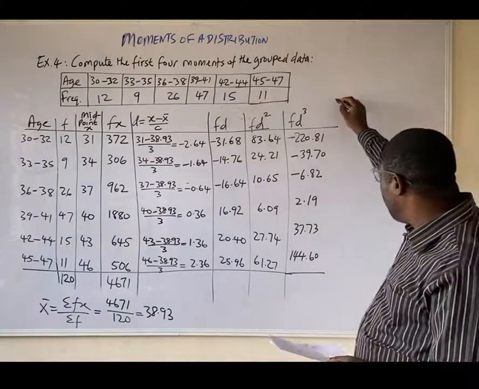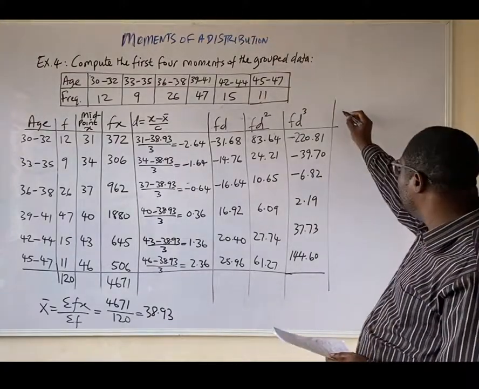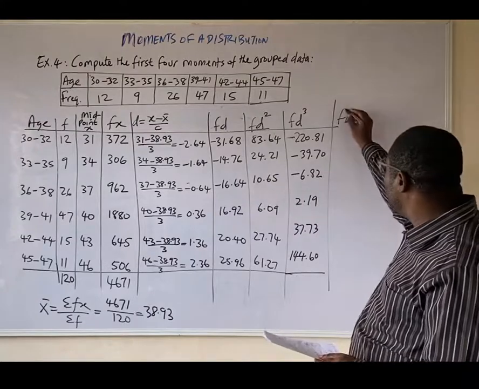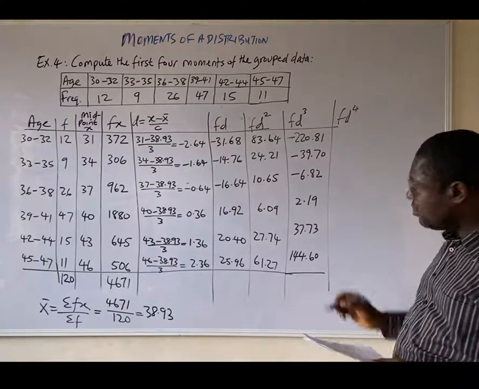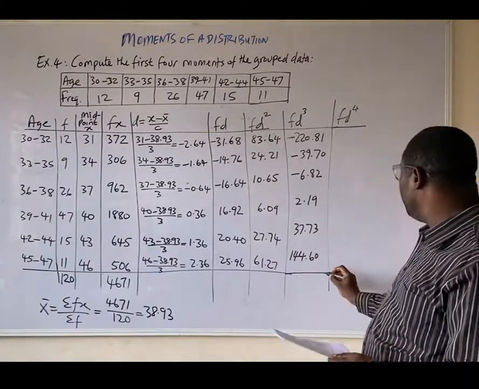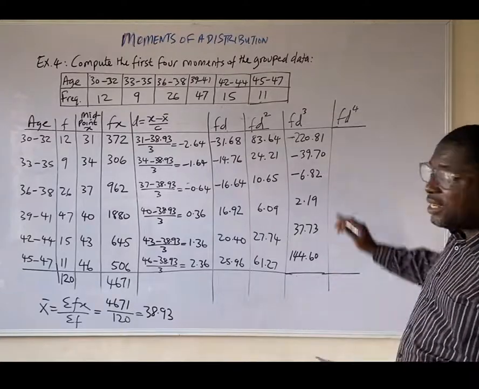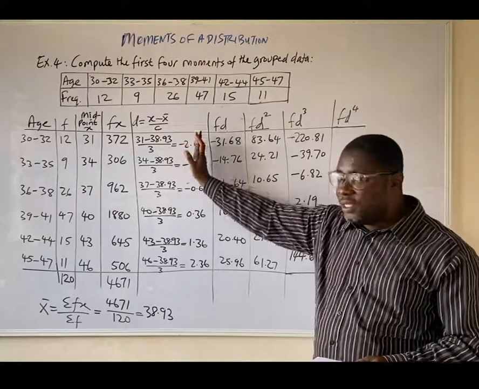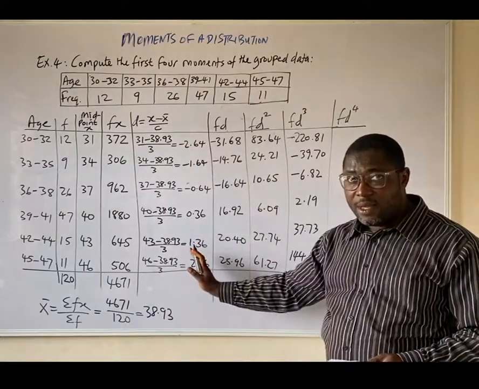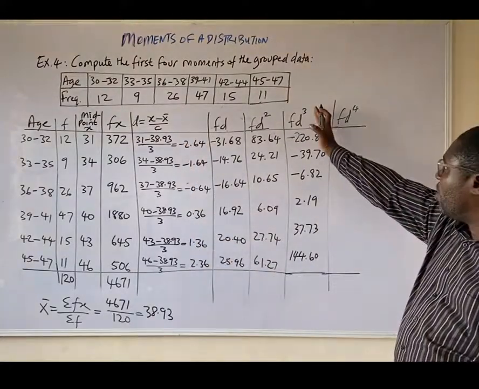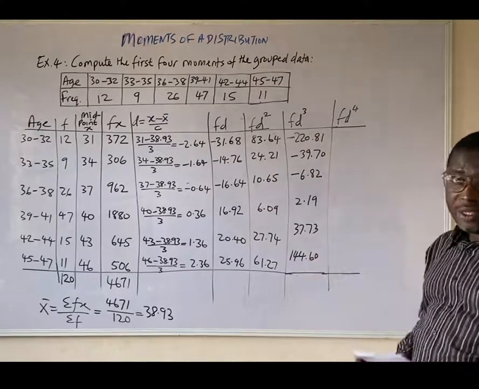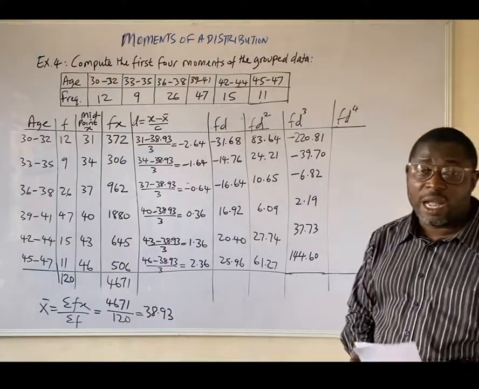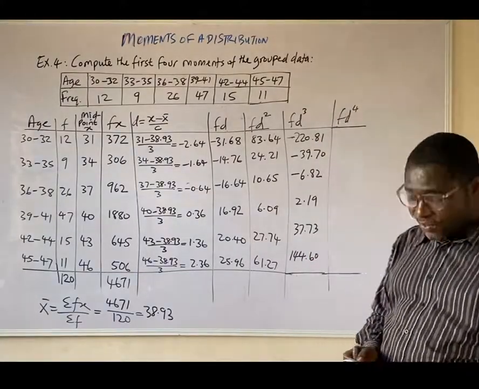Then we'll now go to the last one, which is our fourth degree of deviation, Fd raised to power 4. How do we get Fd raised to power 4? We have to multiply the value of D here against the values of Fd raised to power 3. I trust you are following. Please use your calculators to confirm these figures.